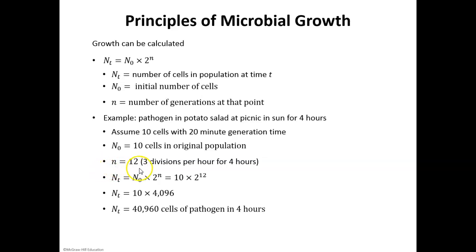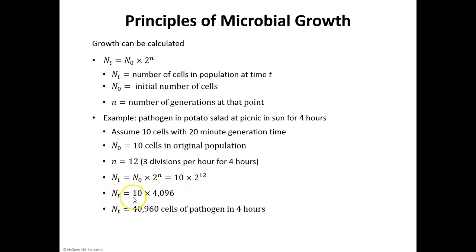The n is 12, and we get this by taking, we have a 20-minute generation time. So there's 3 20-minute periods in 1 hour, in 60 minutes. So we have 3 divisions per hour, and there's 4 hours. So that's 3 times 4 is 12 divisions total. So this is our new equation. N sub t equals N sub 0 times 2 to the n, or N sub t equals 10 times 2 to the 12th.